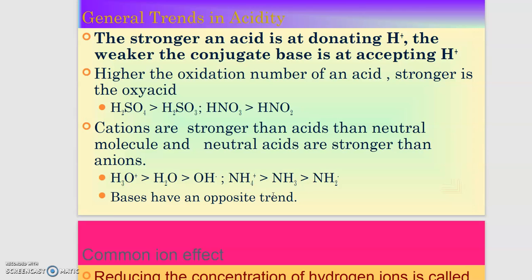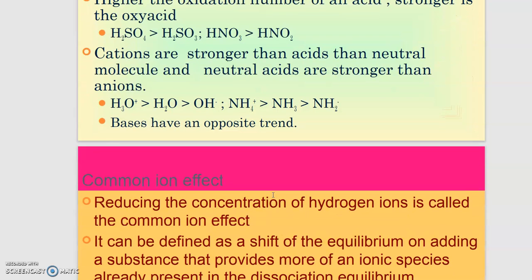The higher the oxidation number of an acid's central atom, the stronger is its oxyacid. For example, here is the order: H2SO4, H2SO3, HNO3, HNO2. Cationic acids are stronger than neutral molecules, and neutral acids are stronger than anions. So if you take H3O plus, which is a cation carrying a positive charge, it is stronger compared to neutral water. Ammonia is an example also.